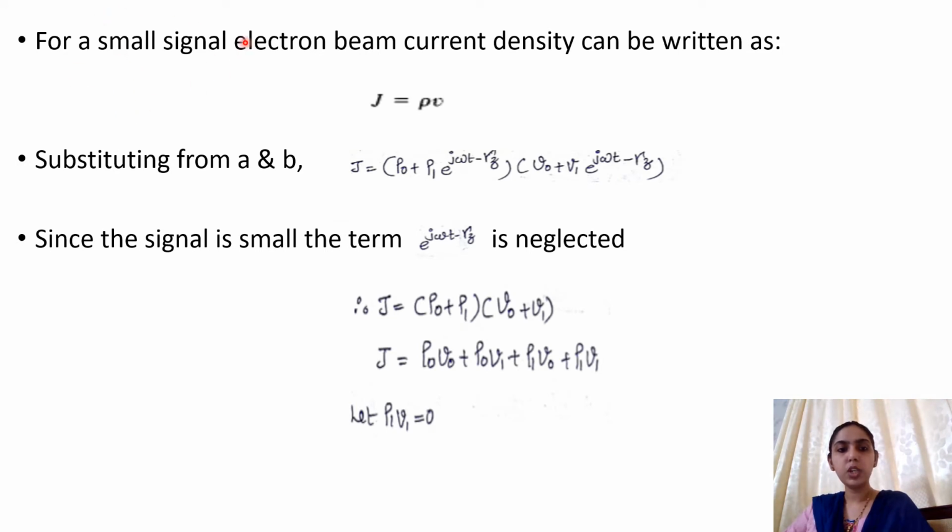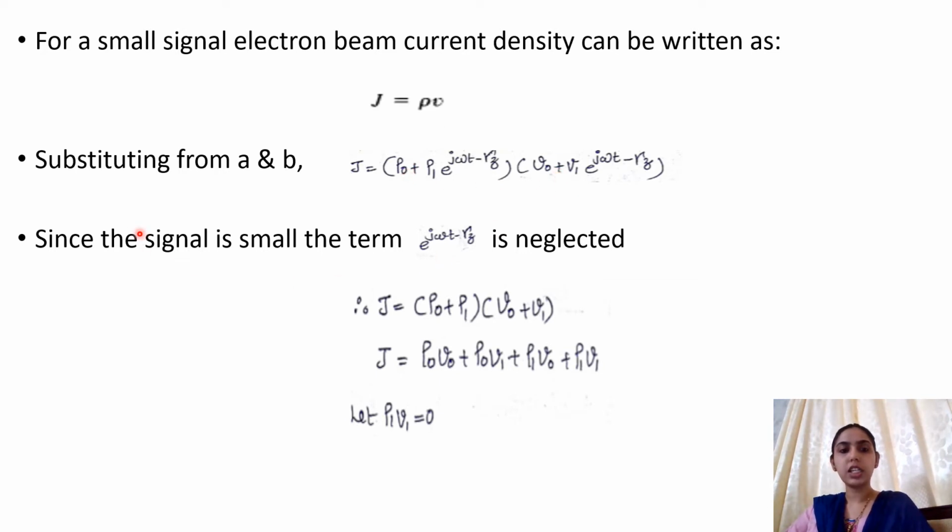Now for a small signal, the electron beam current density can be written as J is equal to rho into V, which is a standard expression. We are considering a very small signal to make certain assumptions to reduce our equation analysis. So we know what rho is and what V is. We have written them as perturbations from their DC or average values. So substituting rho and V from the previous expressions, we get as such.